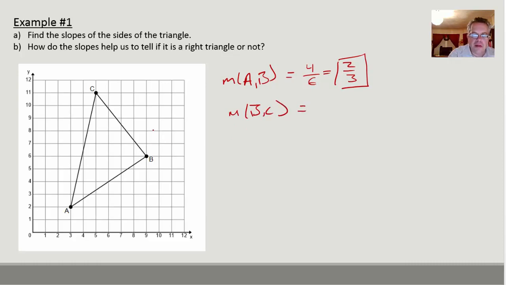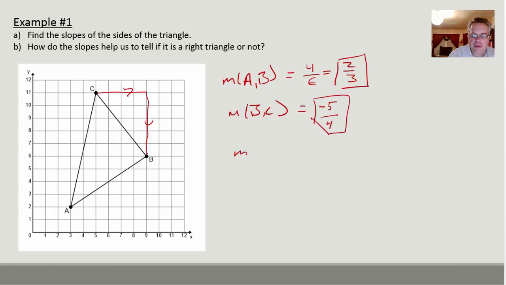The slope of BC, let's see about that. We go to the right, and then we go down. So to the right 4 and down 1, 2, 3, 4, 5. So our rise is negative and the run is positive. So the slope is negative 5/4.